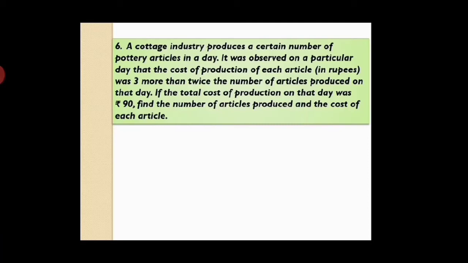So once again we will read the question and divide this question into parts. In first part it is given that it is observed on a particular day that the cost of production of each article was 3 more than twice the number of articles produced on that day. It means cost is depending upon the production. First part. In second part, total cost is also given that rupees 90. And we have to find the number of articles produced and cost of each article. So we will start our solution from here only.